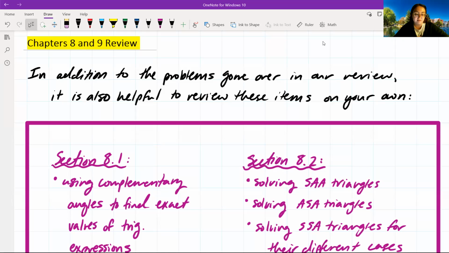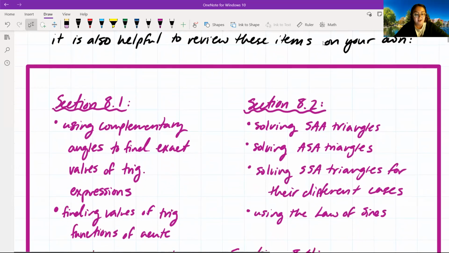Hello, everyone. We're going to be going over the Chapter 8 and 9 review for Exam 3 today. So, as always, in addition to the problems that we will be going over in this review, it's also helpful to review these items as well on your own that we will go over here in just a moment.